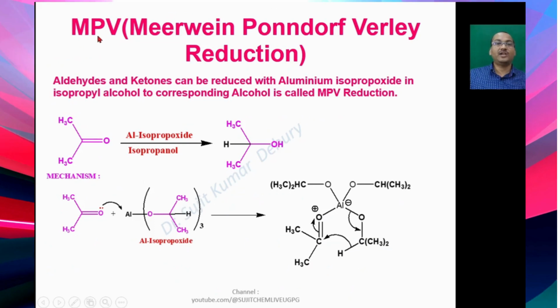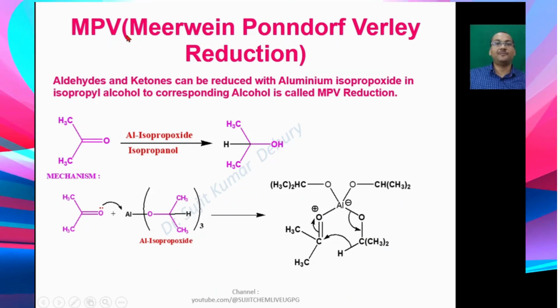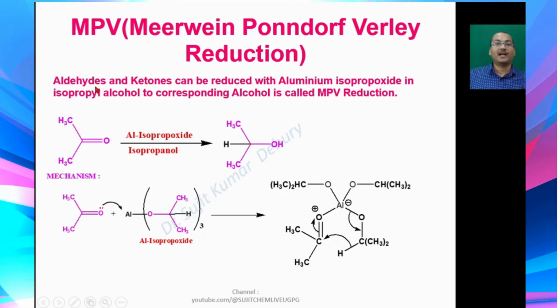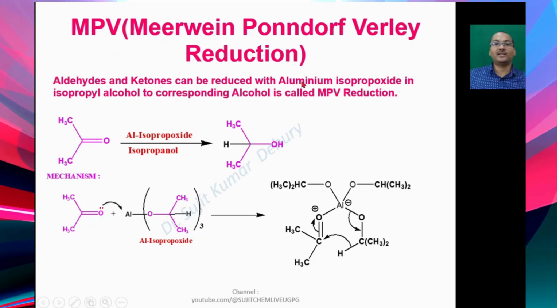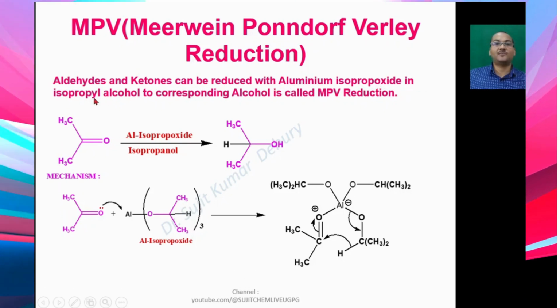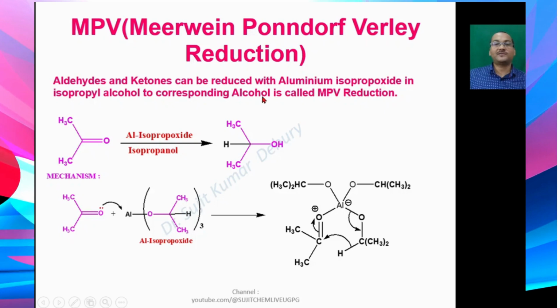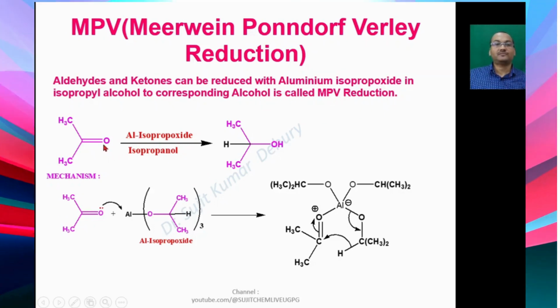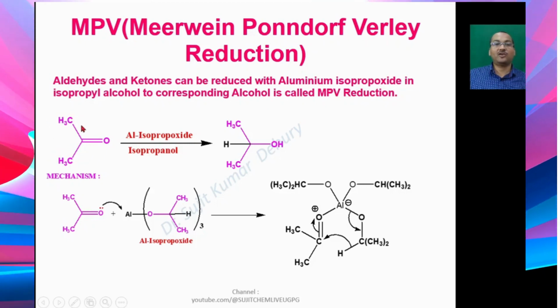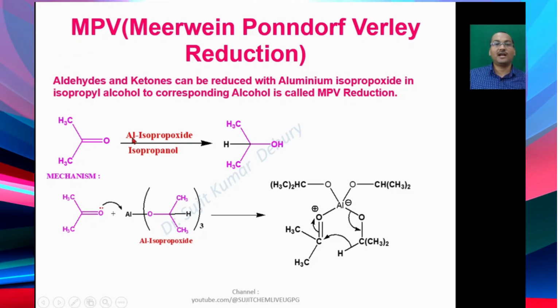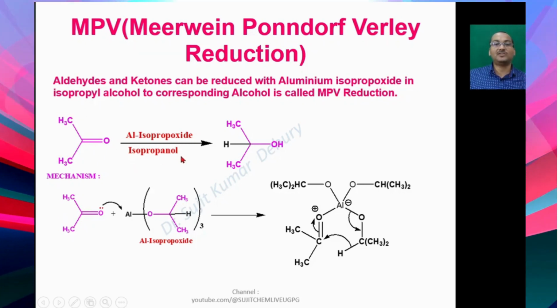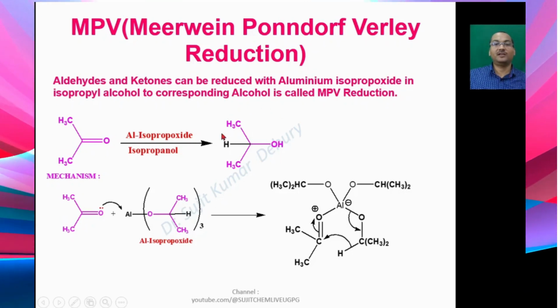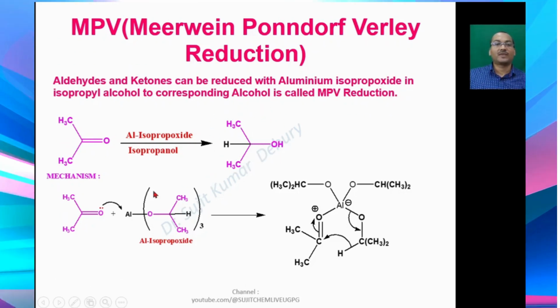Next is Meerwein-Ponndorf-Verley reduction reaction, MPV reaction. So what is that? Aldehydes and ketones can be reduced with aluminum isopropoxide in isopropyl alcohol to the corresponding alcohol. This is called MPV reduction. So this is the carbonyl compound, let's say acetone. You react with aluminum isopropoxide and isopropanol, and you will end up with an alcohol.